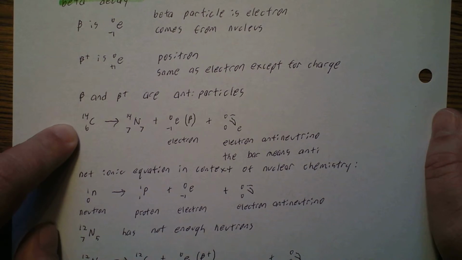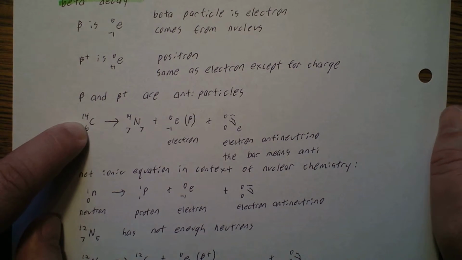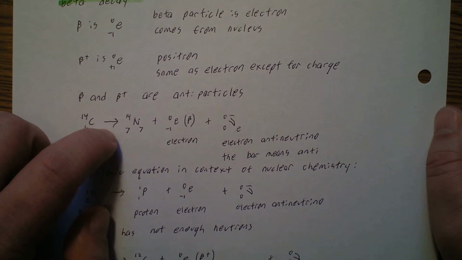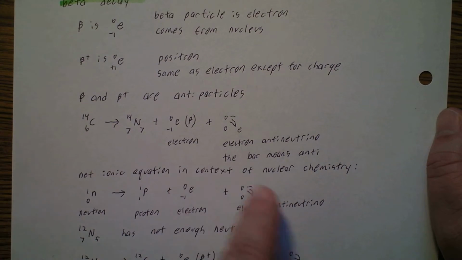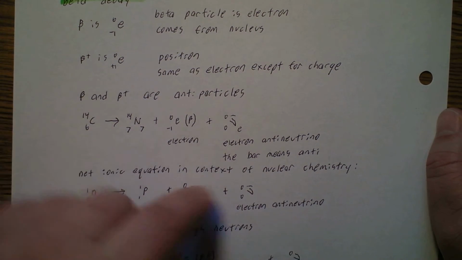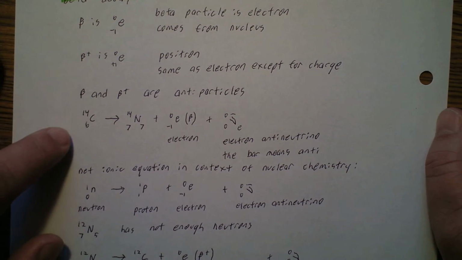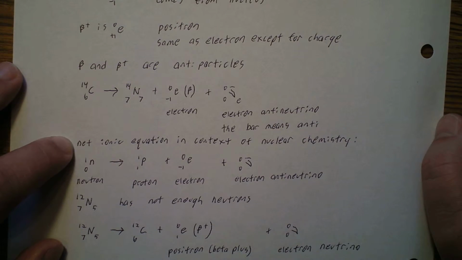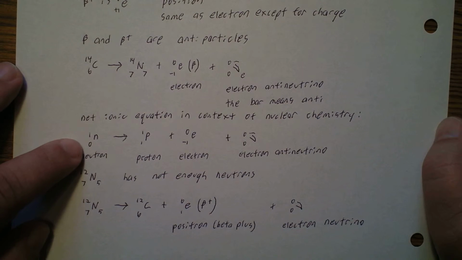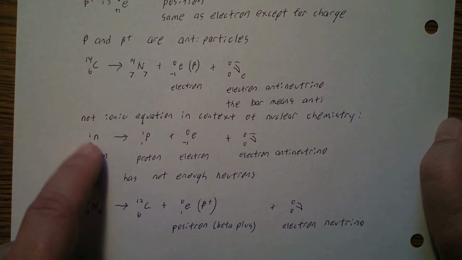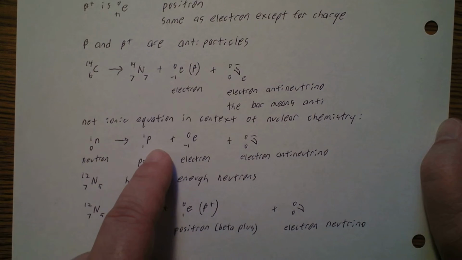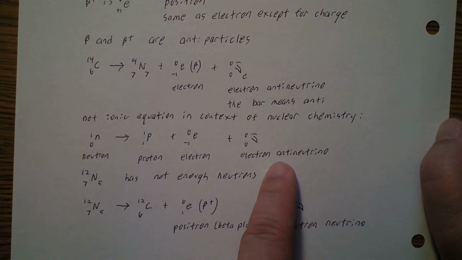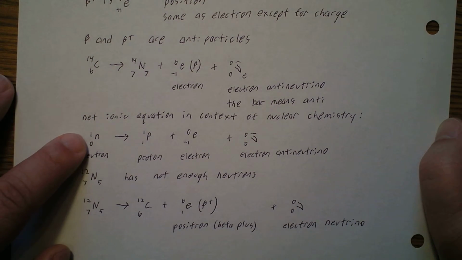So now we have a carbon-14 atom disintegrating into a nitrogen-14 atom. It gives off an electron and an electron neutrino. This bar means anti. It's an anti-neutrino, electron anti-neutrino. So the net ionic equation in the context of nuclear chemistry is going to be a neutron, 0 protons, 0 charge, going to a proton, an electron, and an electron anti-neutrino. That's the net ionic equation for the same carbon-14 disintegrating.